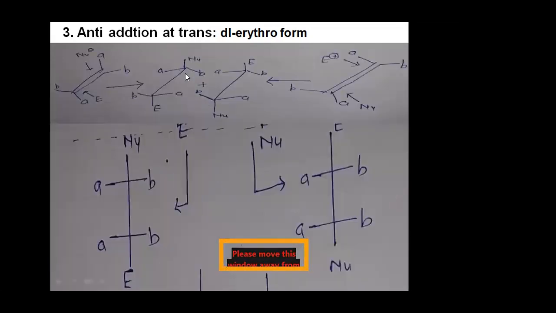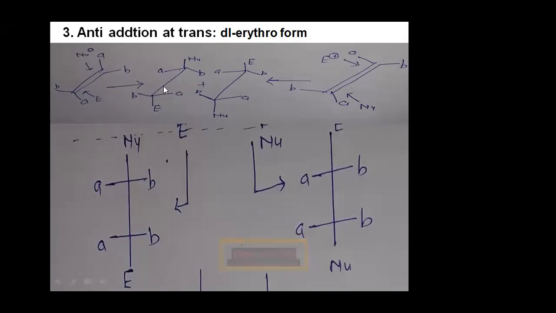Now you can see this staggered form. First we need to convert this staggered form into eclipse form. What will we have to do? We will have to rotate it, rotate Nu upwards. If Nu comes to this side, then A comes this side, and B comes this side. Then you can see Nu comes at this position, because B comes to the right-hand side, and A comes this side, so it is A like this. And here you can see B same, A same.